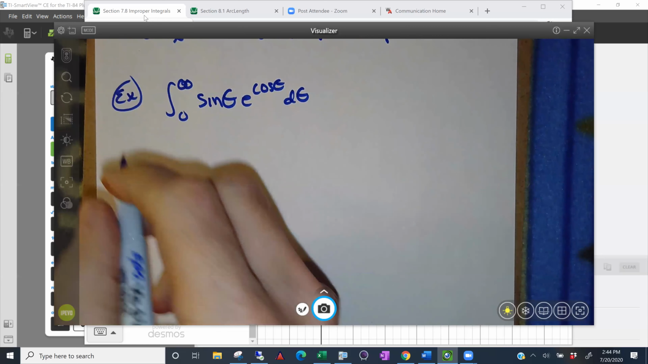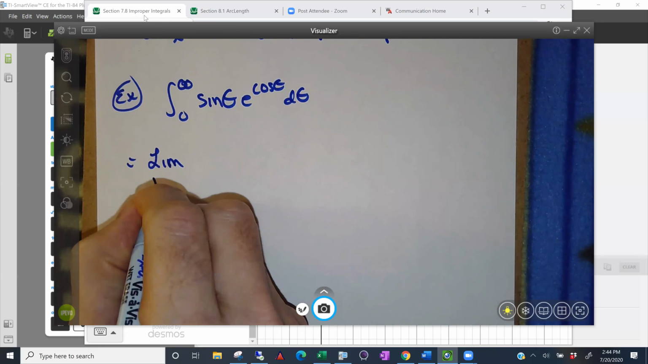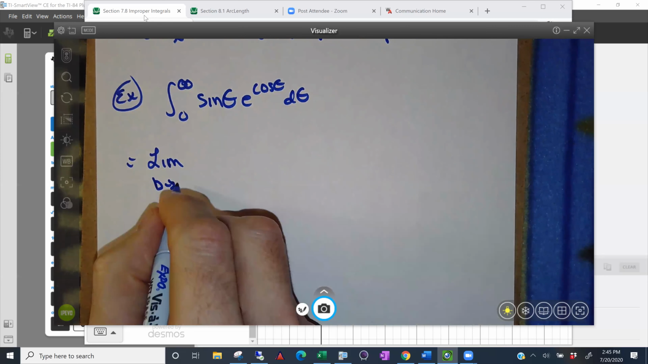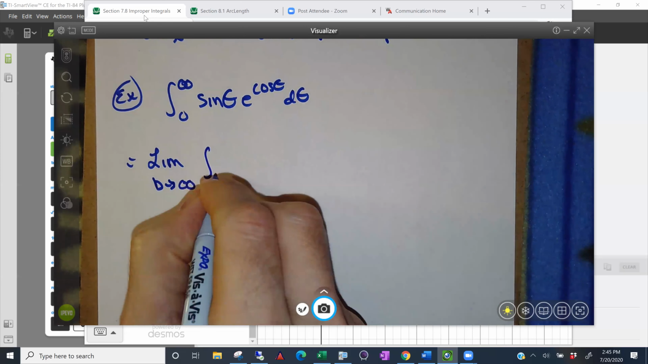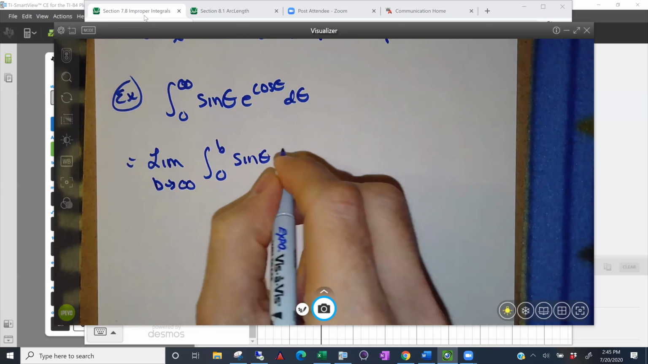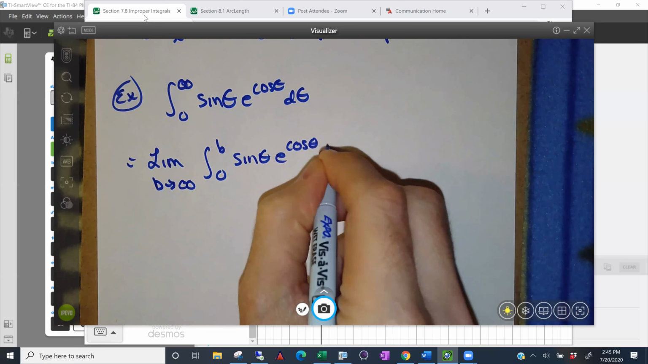And working with it, we should really start by saying, all right, we'll take a limit as b approaches, which part of this was the improper part? Infinity. Yeah, thanks, infinity. So the integral from 0 to b of sine of theta e to the cosine of theta d theta.